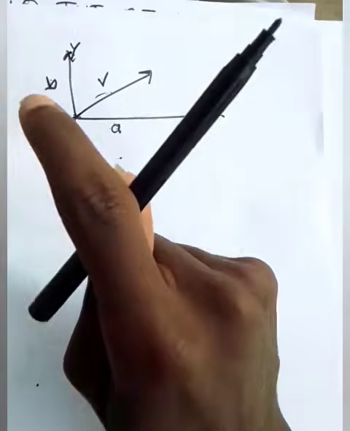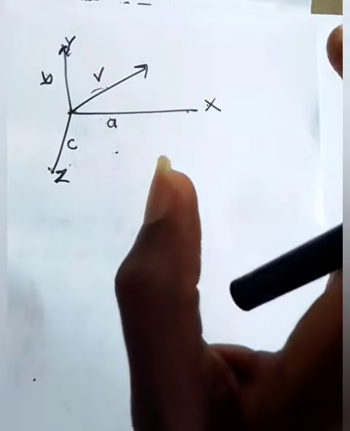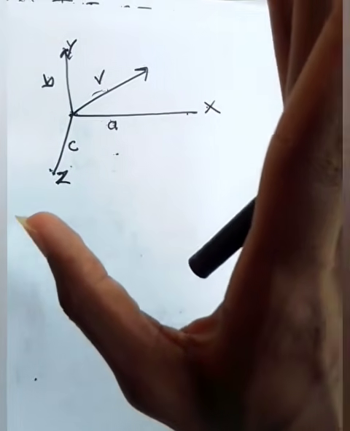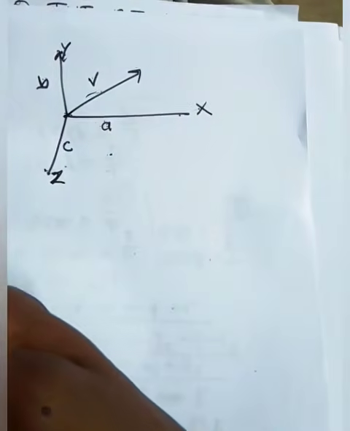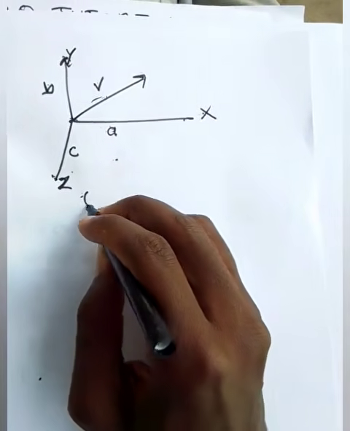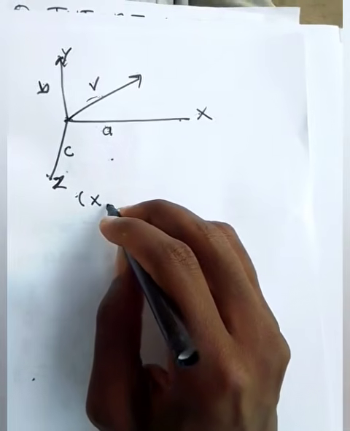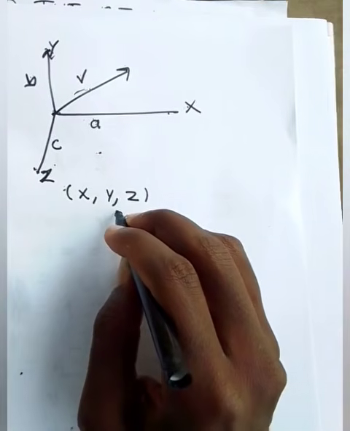So let me begin by describing the two-dimensional vector. There are two ways in which you can describe a vector, or two notations that you can use. The first one is the one that we have used in that example, whereby you can mention the x component, y component, and the z component.